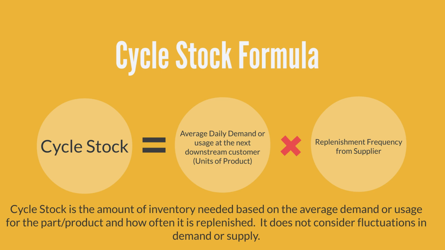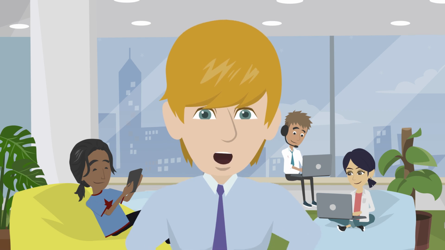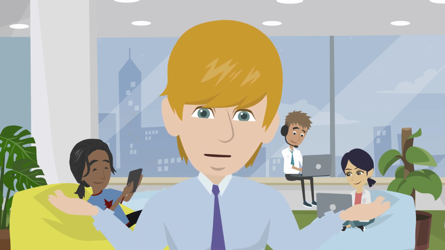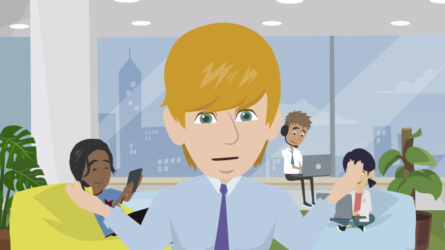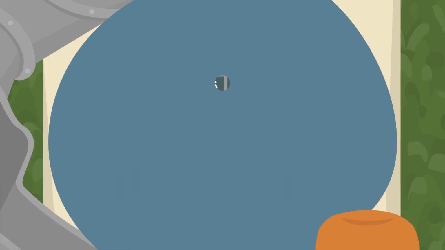For example, a weekly replenishment with a usage of 100 per day would result in a cycle stock of 5 times 100, or 500 units. Buffer stock should be based on usage variability, and safety stock should be based on supplier quality and delivery.